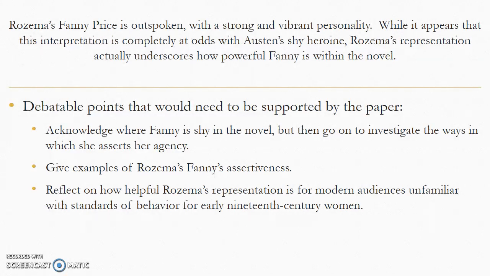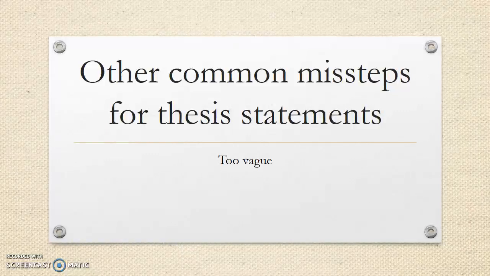And the structure of the paper comes together pretty quickly after that. For example, some of the debatable points that would need to be supported by the paper. First, you certainly need to acknowledge the ways in which Fanny is shy in the novel, but then you might go on to investigate the ways in which she asserts her agency. Then, in examining the film, you would give examples of Rozema's Fanny's assertiveness. And finally, you would reflect on how helpful Rozema's representation is for modern audiences unfamiliar with the standards of behavior for 19th century women. So once you have a debatable claim, the structure of the paper comes together pretty easily.